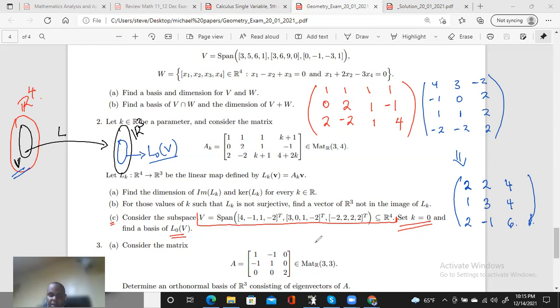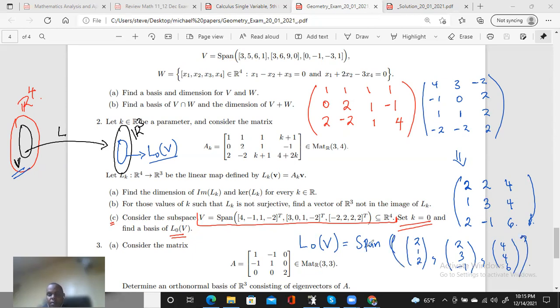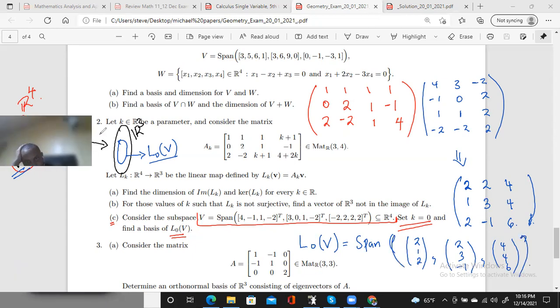So we are going to say that L0 of V is going to be the span of (2, 1, 2), (2, 3, -1), (4, 4, 6). So those are the basis of L0 of V. Yeah. Oh, did we check for independence of V?